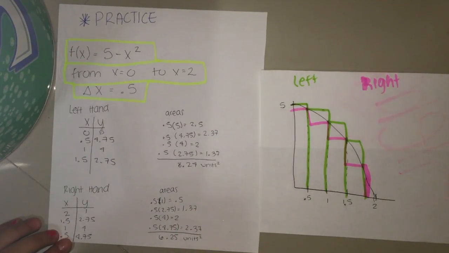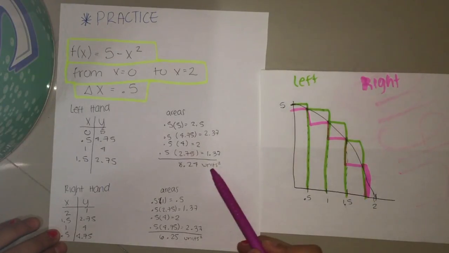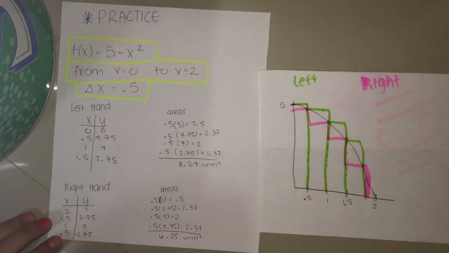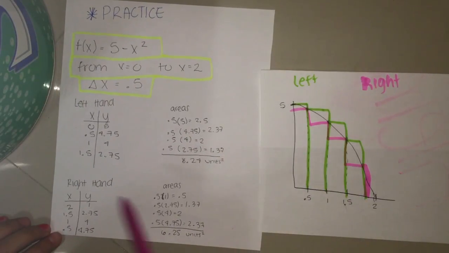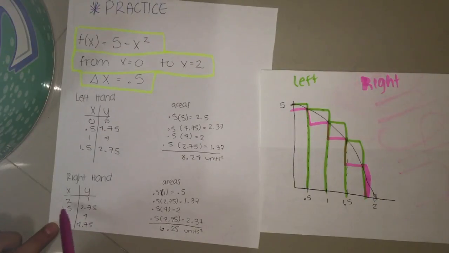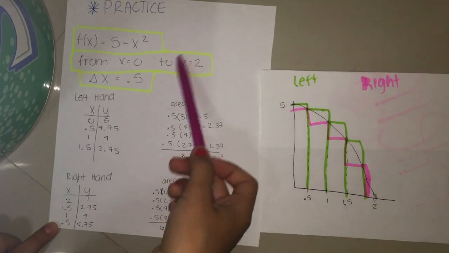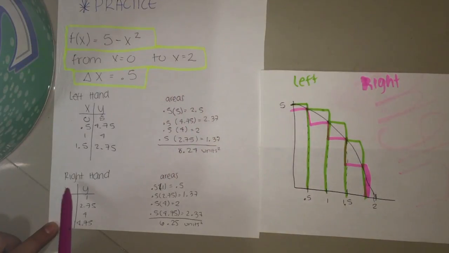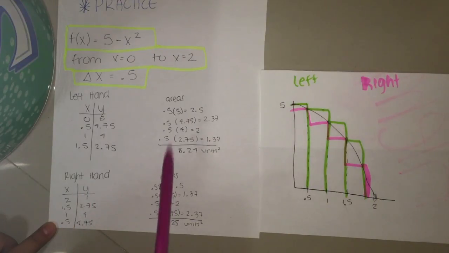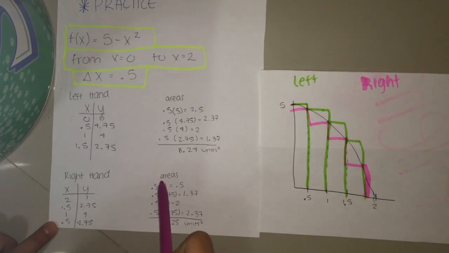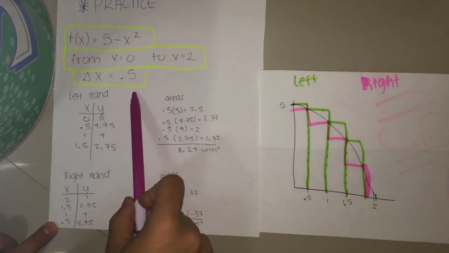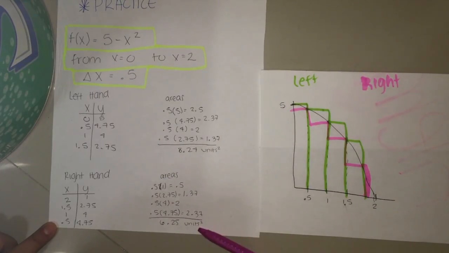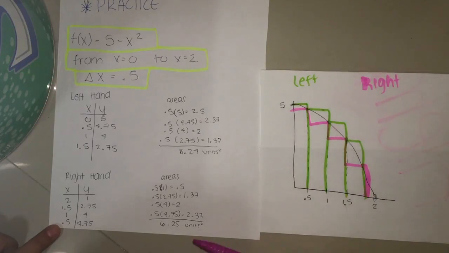I forgot to mention on the previous example that the units are gonna be units squared, the area of the figure. For the right hand, you're gonna go backwards. You're gonna start with x equals 2 until the 0.5. So it's 2, 1.5, 1, and 0.5. These are your y values. And you're gonna do the same thing. You're gonna multiply the y values times 0.5, which is your delta x. And you're gonna get 6.25. These two are your last answers.